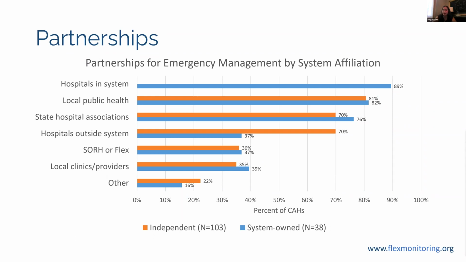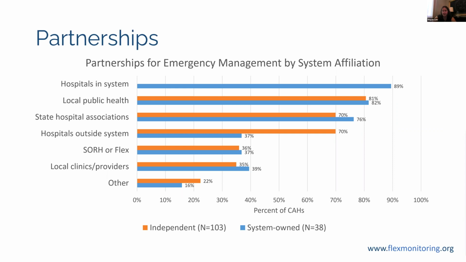So this shows hospitals that are in a system were asked if they worked with other hospitals in their system. Obviously, independent hospitals weren't asked that question, so that's that top bar there. A lot of hospitals were obviously working with other hospitals in their system if they're system owned. But local public health, no surprise here, that was the biggest outside partner that folks worked with. I think some good relationships to be built.